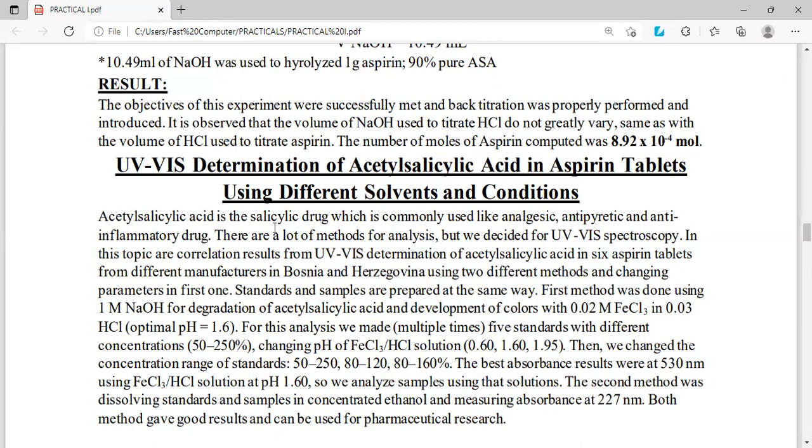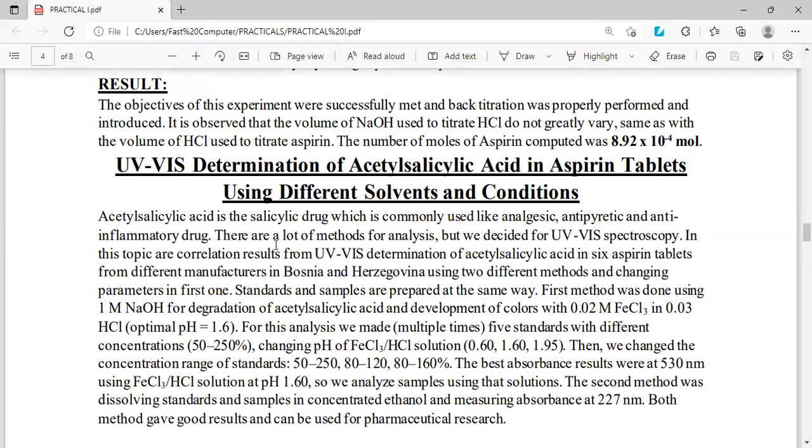Acetylsalicylic acid is a salicylic drug which is commonly used as an analgesic, antipyretic, and anti-inflammatory drug. There are a lot of methods for analysis, but we decided on UV-visible spectroscopy. In this topic, we correlate results from UV-visible determination of ASA in 6 aspirin tablets from different manufacturers in Bosnia, using 2 different methods the same way.